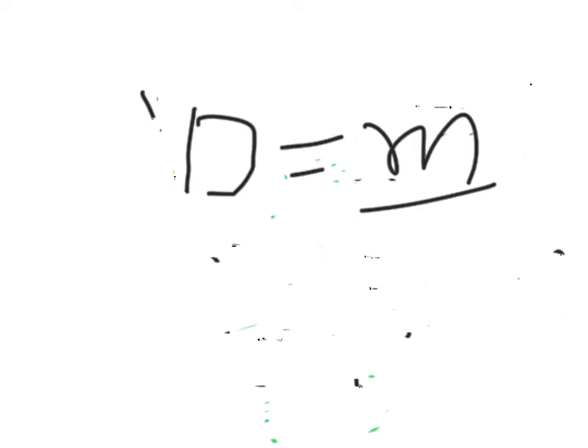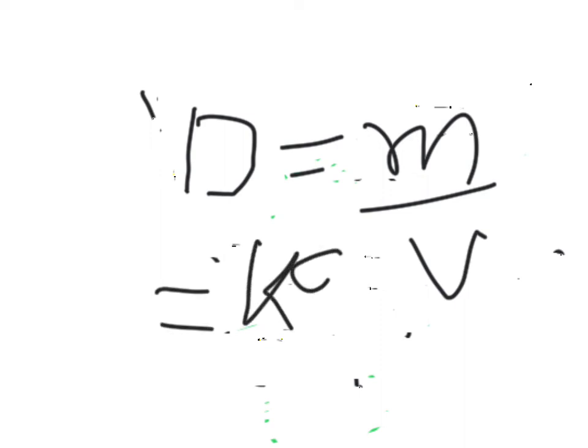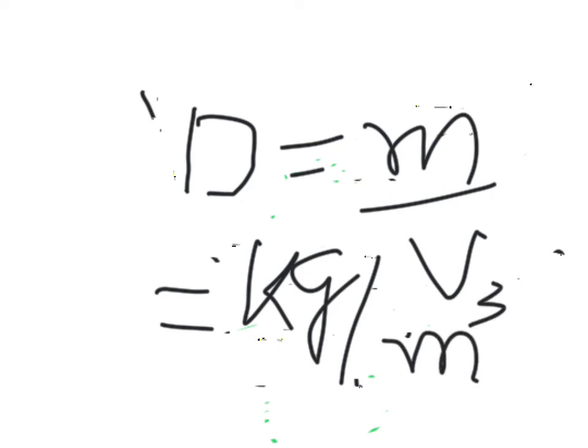Another example we can take is density. What is density? Mass per unit volume. What is the SI unit of mass? kg. And for volume, we just saw it is meter cube. That means the SI unit of density is kg per meter cube.